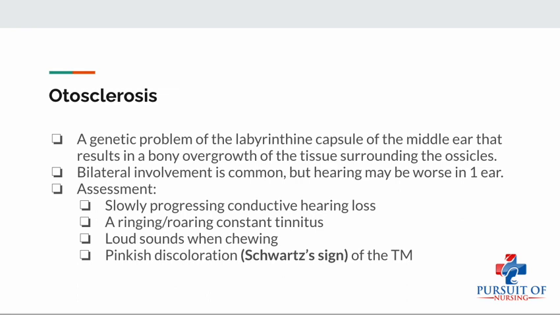All right, otosclerosis. Otosclerosis is a genetic problem of the capsule of the middle ear. It results in bony overgrowth of the tissue surrounding the ossicles. So bilateral involvement is common, but hearing may be worse in one ear over the other. It can lead to both conductive and sensorineural hearing loss. So this patient is going to have slowly progressing conductive hearing loss.